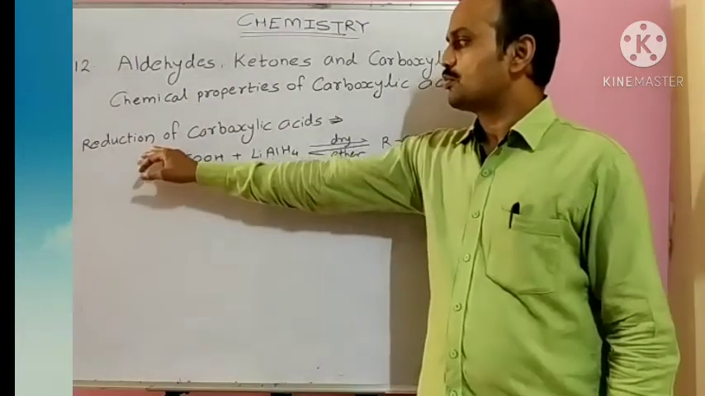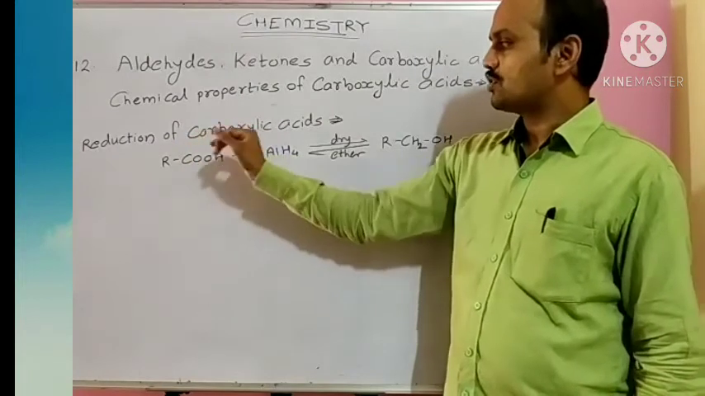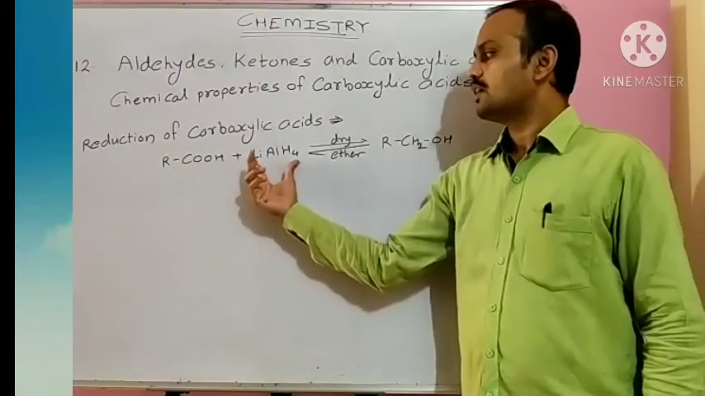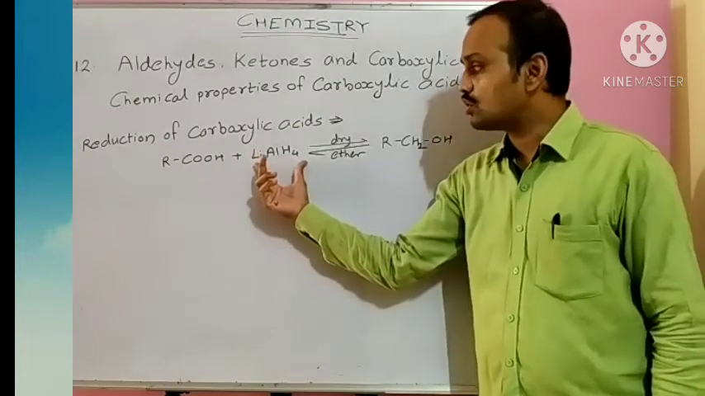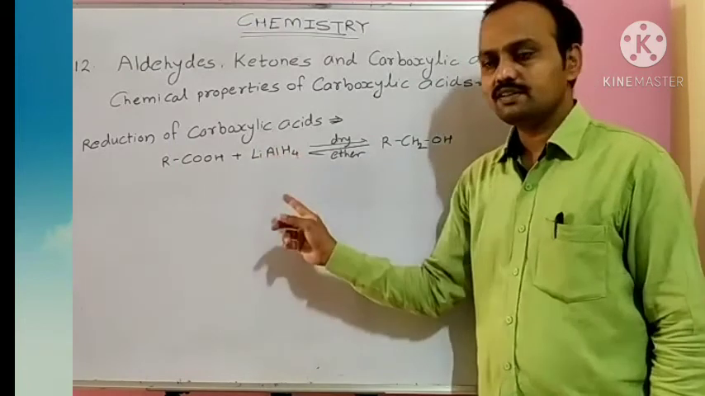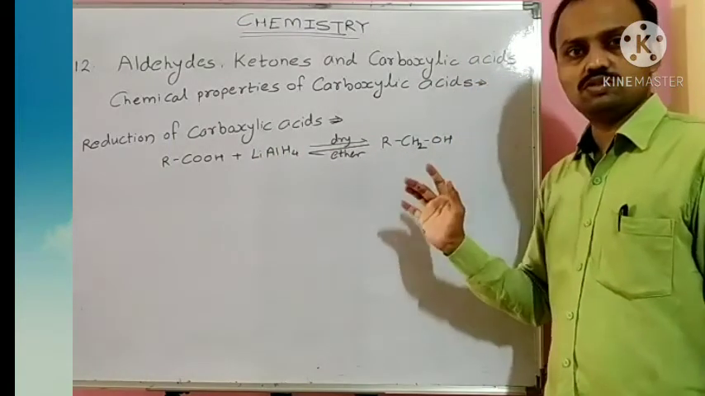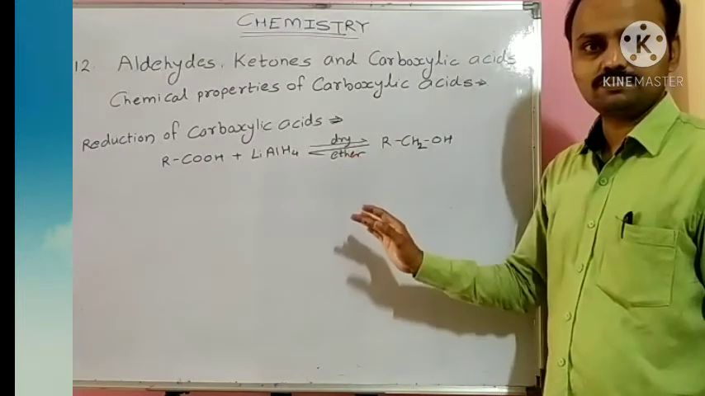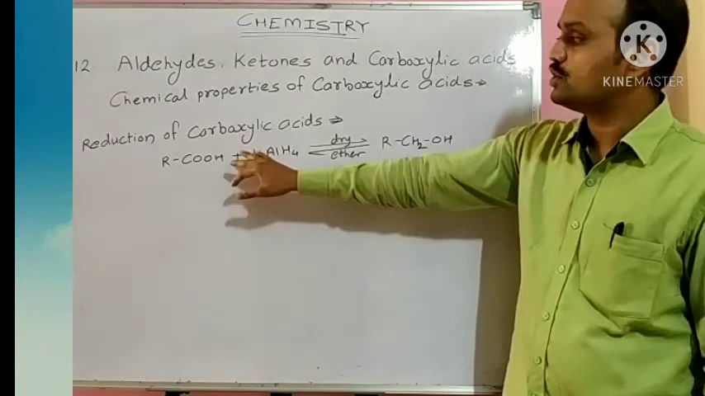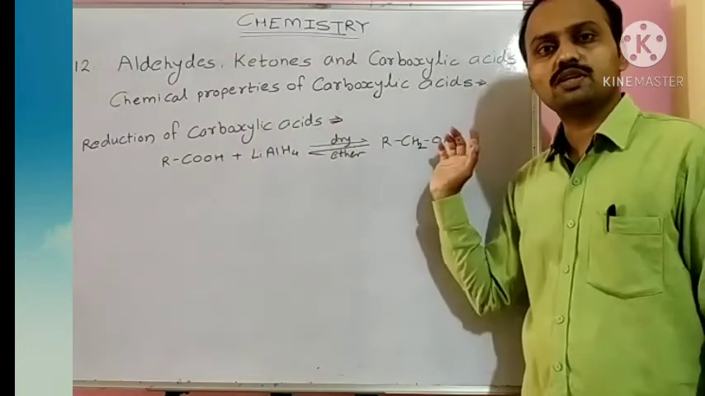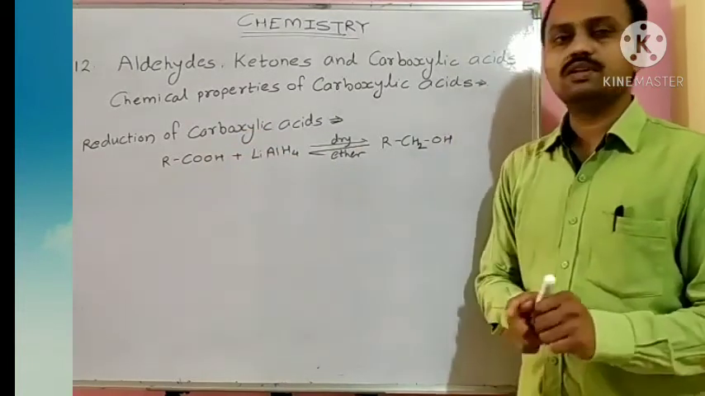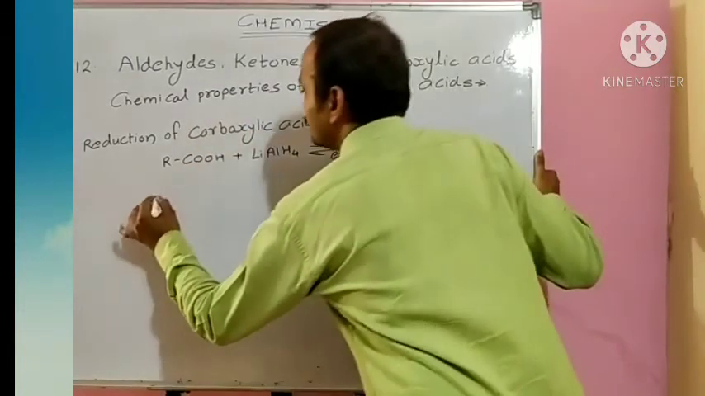Next chemical property of carboxylic acid is reduction of carboxylic acids. Students, carboxylic acids are reduced by strong reducing agent like lithium aluminium hydride to primary alcohols in presence of dry ether. So lithium aluminium hydride is used to reduce carboxylic acid to primary alcohols. We have general reaction for the same. I will write example below this general reaction.